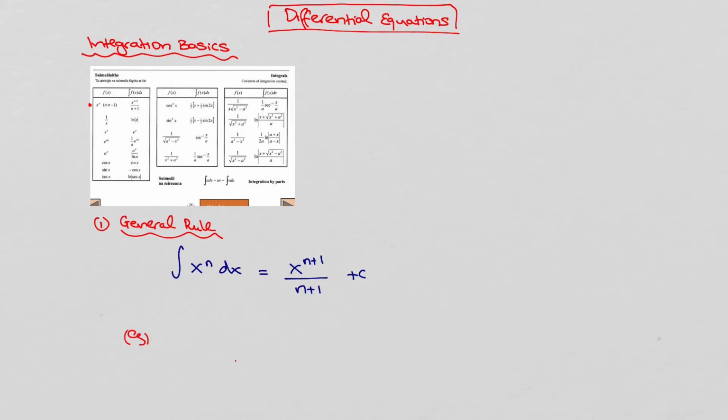So for example, if we integrate 5x squared plus x plus 2 with respect to x, then we would get 5x cubed over 3 plus x squared over 2 plus 2x plus c.